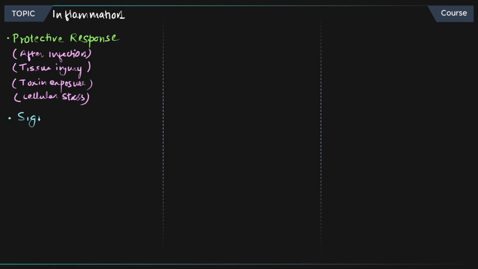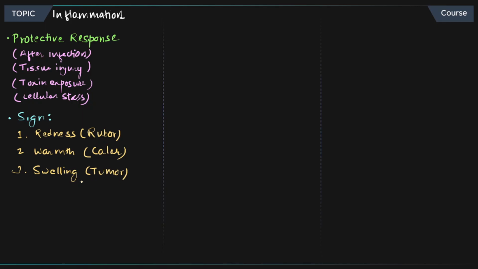Now, what are the signs of inflammation? These are different signs that indicate inflammation. One is redness. Whenever there is redness in a particular area, which is also known as rubor, R-U-B-O-R, that is an indication of inflammation. Second one is warmth, meaning there is high temperature, which is also known as calor. And then the third property is swelling, whenever there is tumor, whenever there is swelling of that region.